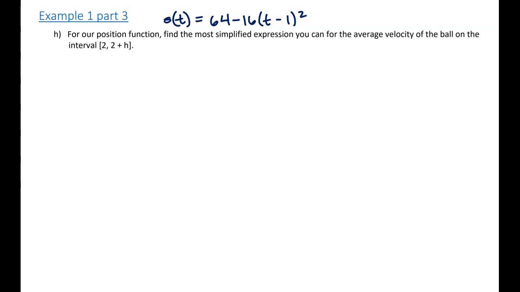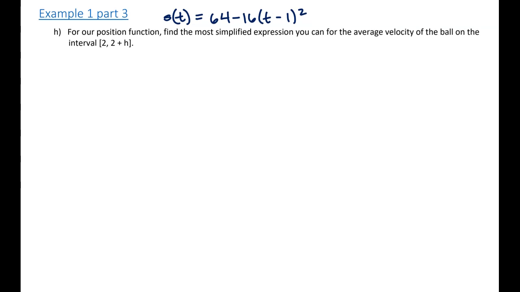So if it still feels a little hazy, that's okay. But just try and start getting that general understanding of what we're doing. In particular, this question asks us to use that same position function we've been using, but now we'd like to find the most simplified expression for the average velocity on the interval 2 to 2 plus h. So those are t values, that's t equals 2 to 2 plus h, which means we're basically being asked to set up a difference quotient.